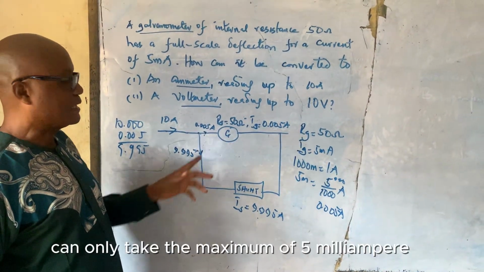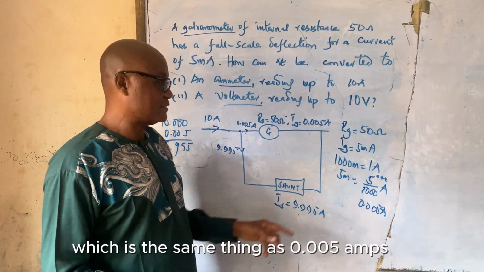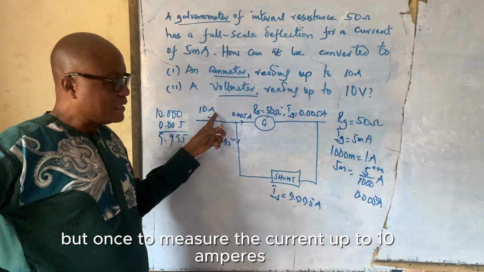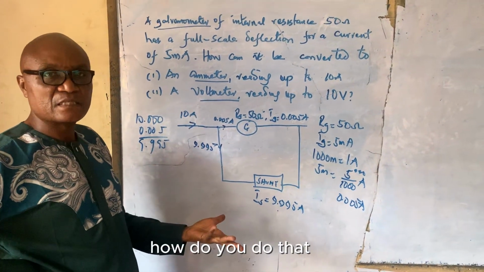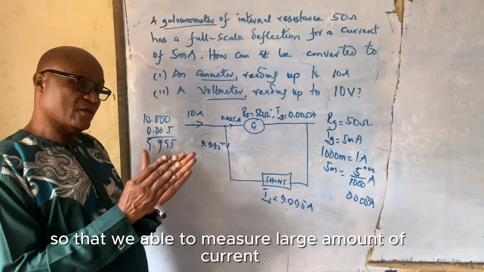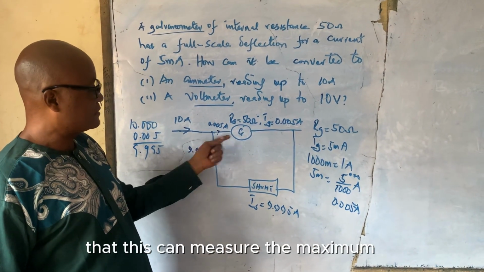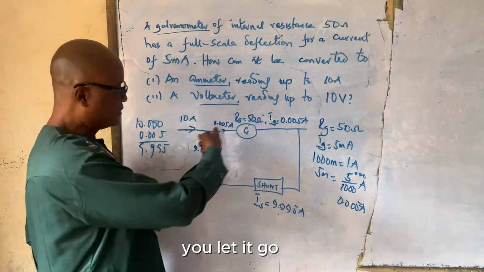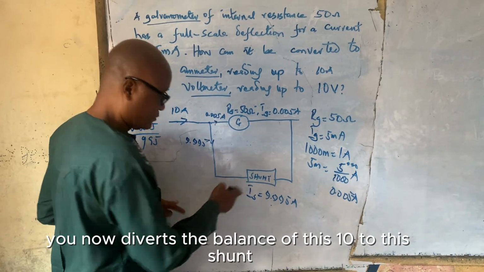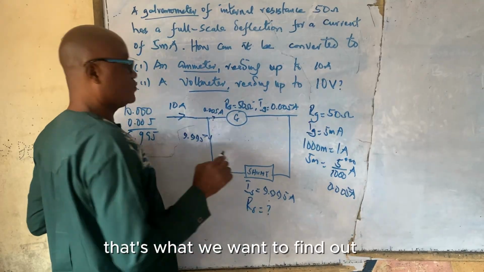So let me explain what we have just done. This galvanometer can only take a maximum of 5 milliamperes, which is the same thing as 0.005 amperes. But we want to measure a current up to 10 amperes. How do you do that? We want to convert this galvanometer to an ammeter so that we are able to measure a large amount of current. So we let the 0.005 amperes, the maximum this can measure, go through the galvanometer, and you divert the balance of the 10 amperes to this shunt. So we now need to find the resistance of the shunt. That's what we want to find out.